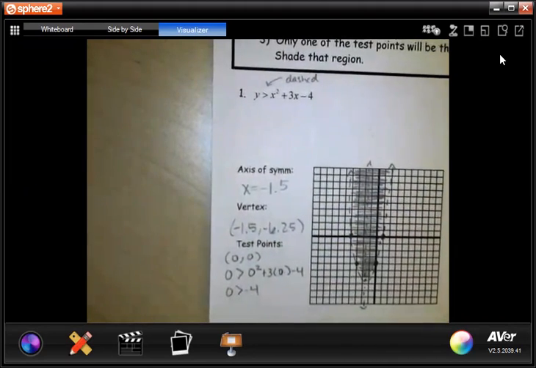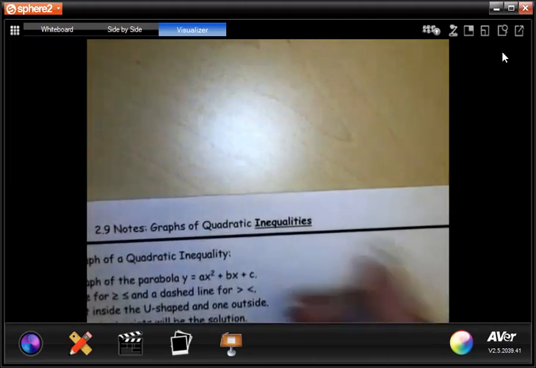We talked earlier about linear inequalities, and we said the calculator could graph those. Well, the calculator can graph this as well. So I will show you that while I'm here.